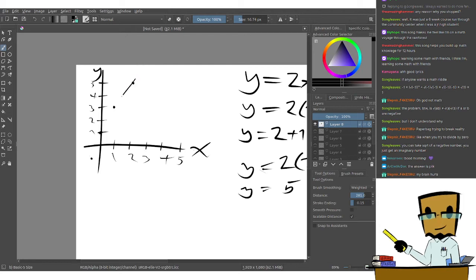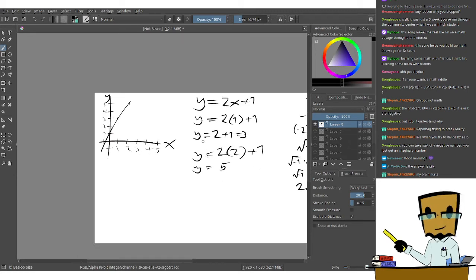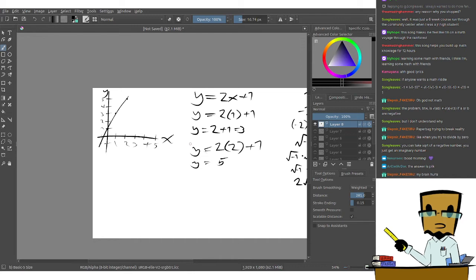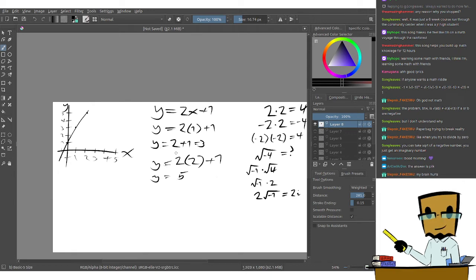Anyways. Imagine I drew this a little bit better. There is a grid function, a grid button on this. There we go. That's about what that looks like. Been a while. I'd have to find a good example of this. Can't remember any problems where you start with y and x on one side.